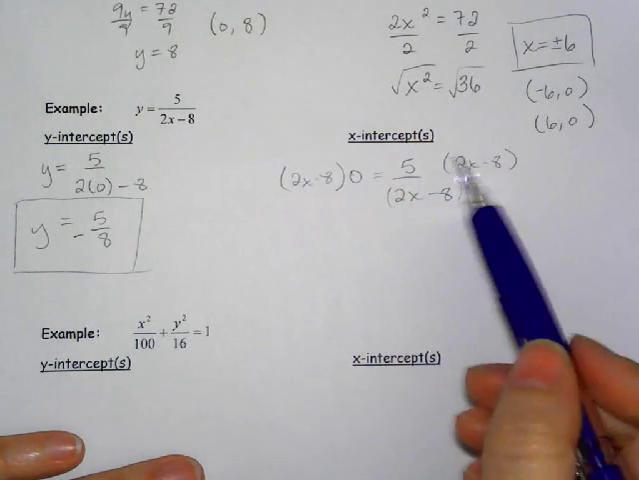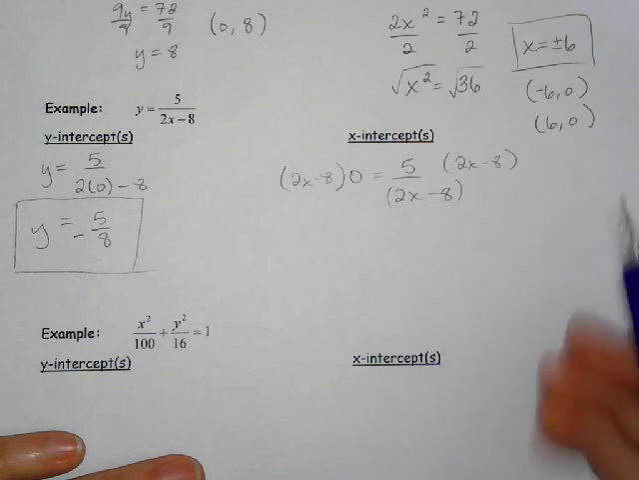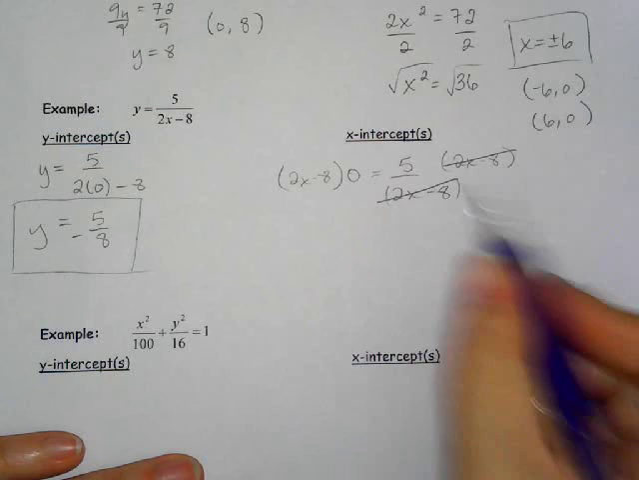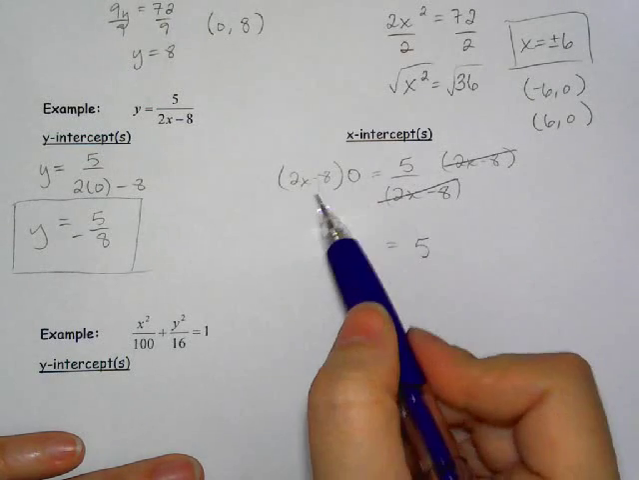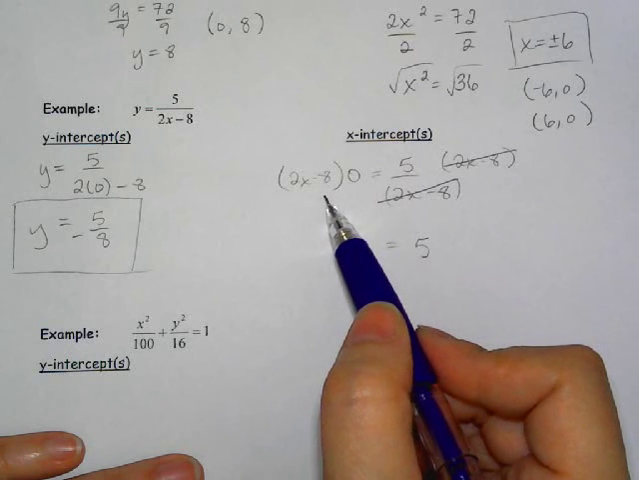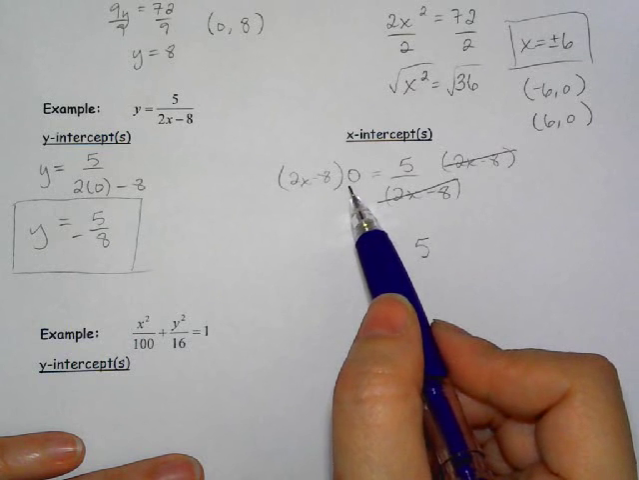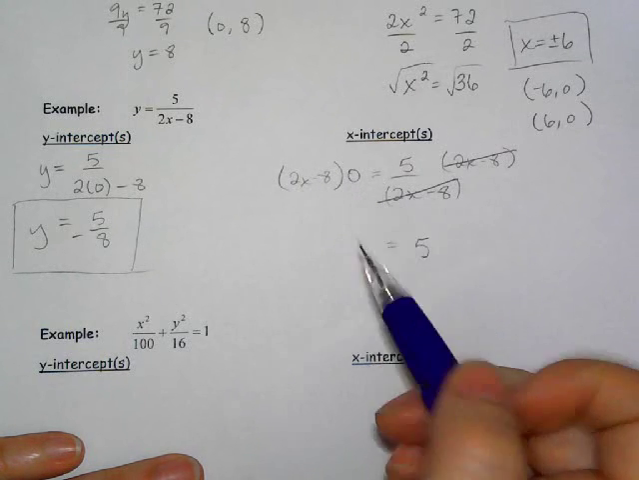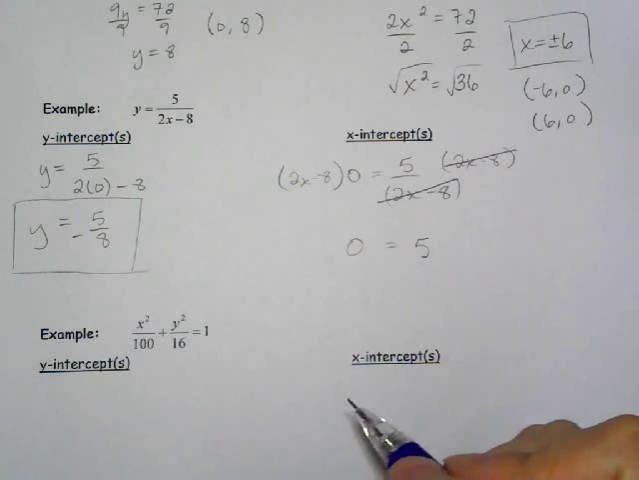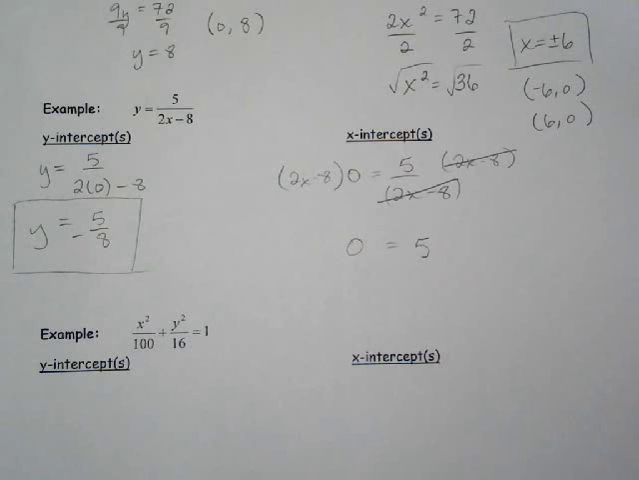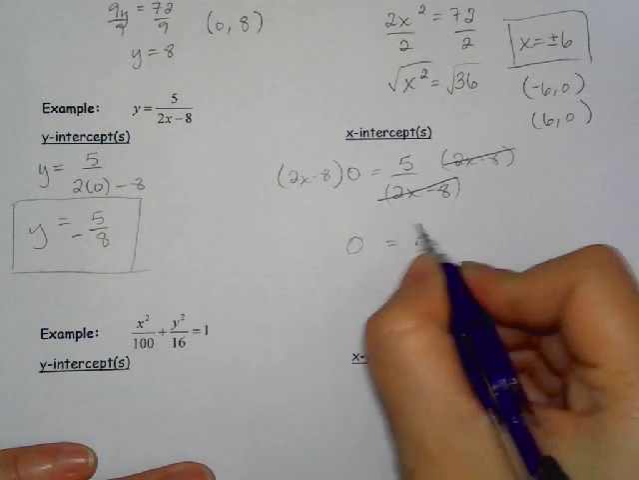What am I left with on this side? 5. Because those two divide out to 1, and I'm left with that 5. What am I left with over here? If I'm multiplying anything by 0, 0. So what does that mean? Not that the x-intercept is 0 and 5. It's not true, which means what? It means I have no x-intercept on this one. So that's not true, so no x-intercept.